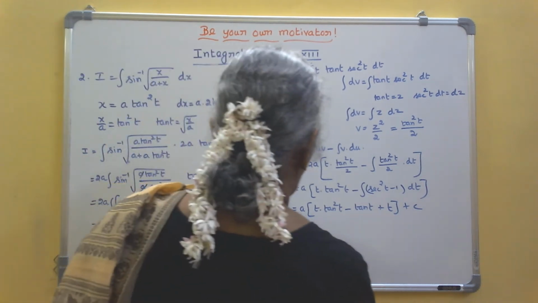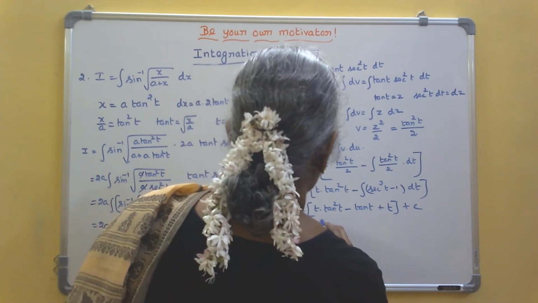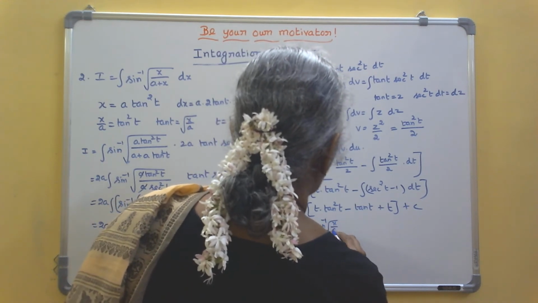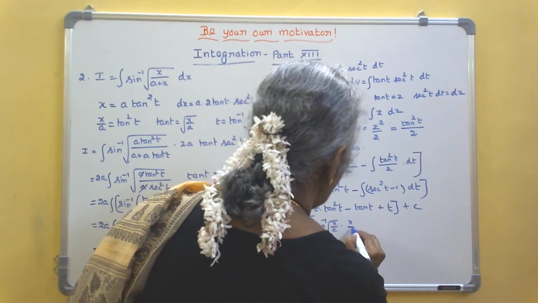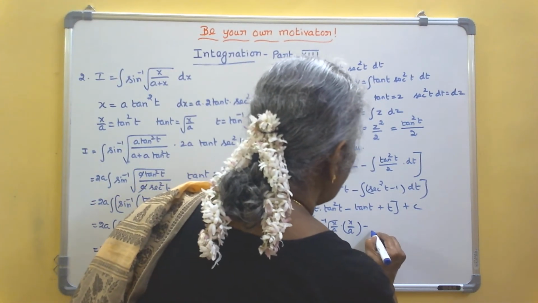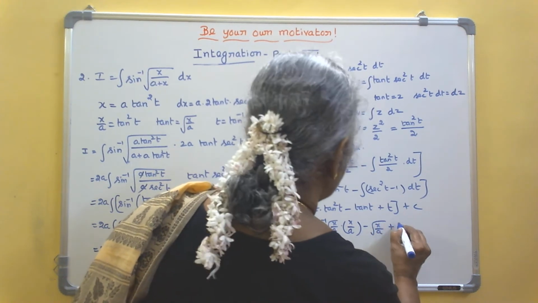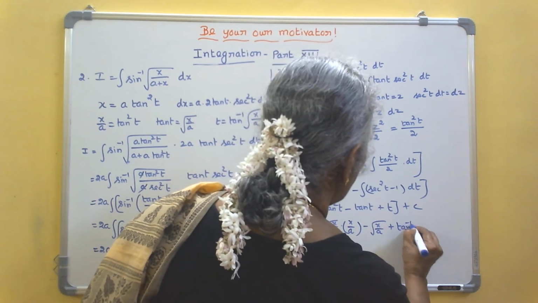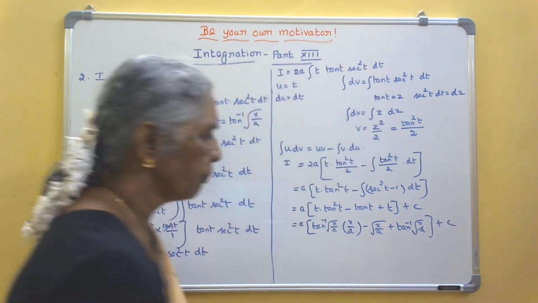So now you will write this as a into t, which is tan inverse root x by a, tan squared t, that will be x by a, minus tan t, which will be root x by a, plus t, which will be tan inverse root x by a, plus c.